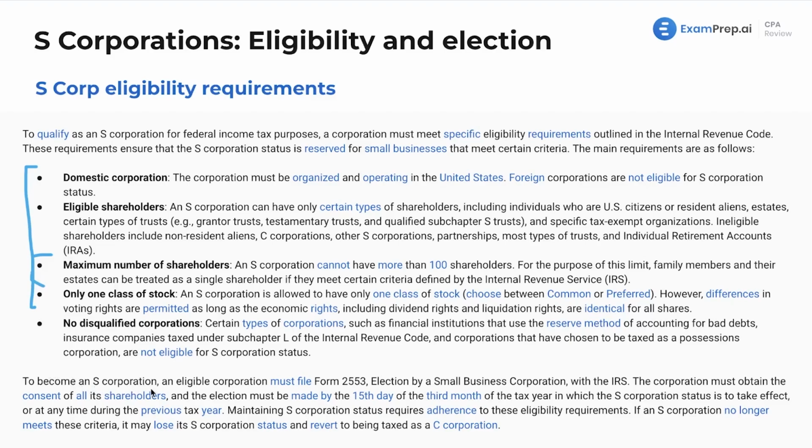To become an S corporation, an eligible corporation must file Form 2553. Don't really worry about that. The corporation must obtain the consent of all its shareholders, and the election must be made by the 15th day of the third month of the tax year in which the S corporation status is to take effect, or at any time during the previous tax year. Yes, this I would know, and we'll deal with calendars and dates as we continue down the lesson. Maintaining your S-corp status requires adherence to these eligibility requirements. If an S-corporation no longer meets the criteria, it may lose its S-corporation status and revert to being taxed as a C-corporation.